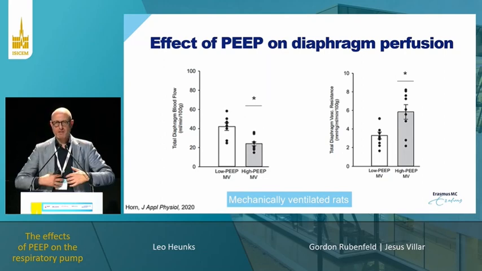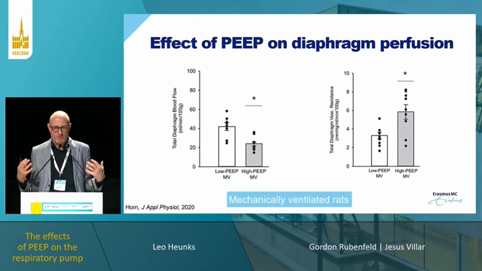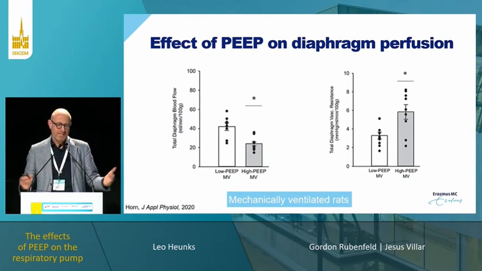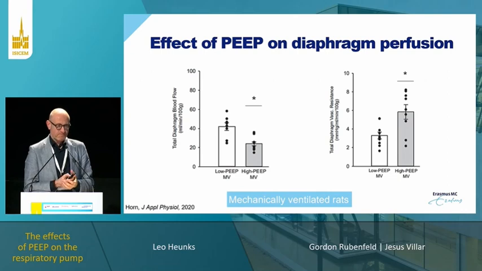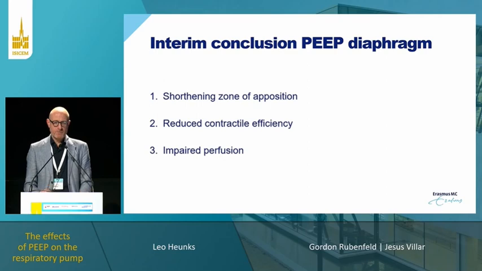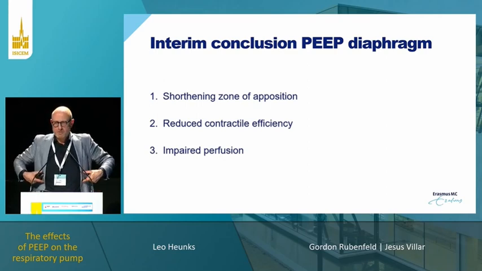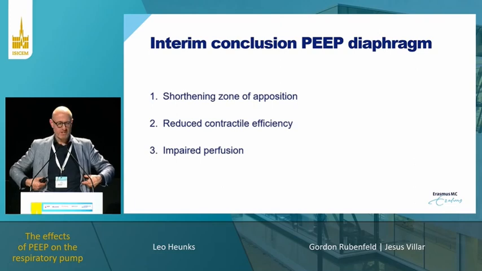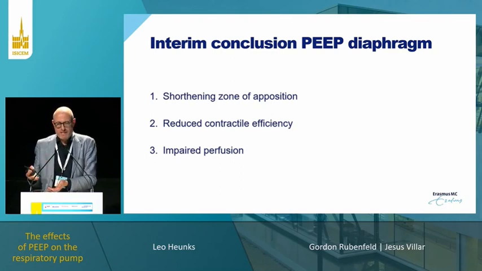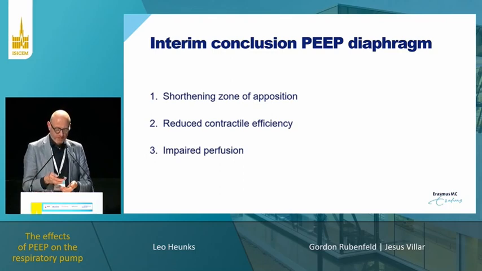And this is a very nice study because if they open up the abdomen or the thorax, you don't see this phenomenon. So this is really pressure related. So to conclude this first part, what happens if we apply PEEP, at least to the diaphragm, it results in a shortening at the zone of apposition. That results in a reduced contractile efficiency, and also PEEP impairs perfusion of the diaphragm muscle, at least in this animal model.